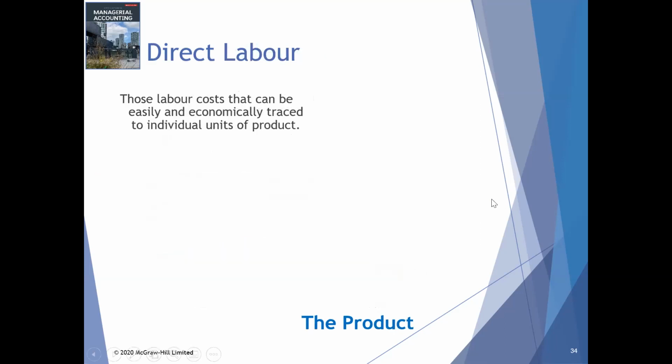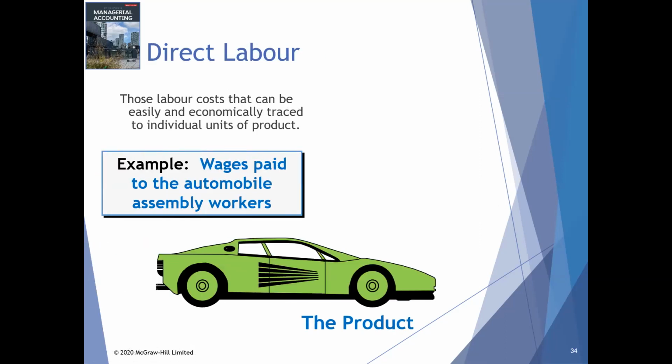Now direct labor. Those labor costs that can be easily and economically traced to an individual unit of product, for one car, such as wages paid to the automobile assembly workers. There may be 1, 2 or 3 workers, and a number of cars were produced. So direct labor is a direct expenditure, and like direct material, we will be able to trace it very easily.